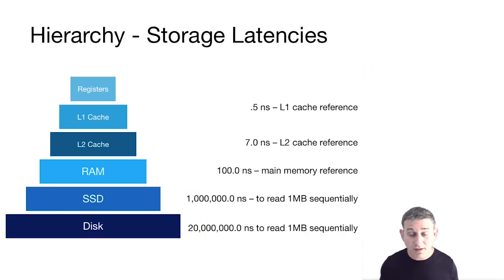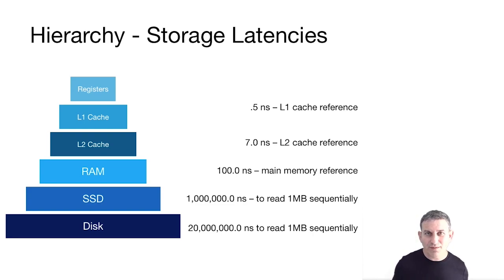Now let's look at some numbers. These are fairly recent numbers. An L1 cache reference is about a half a nanosecond to perform. By contrast, go all the way to the bottom. To read 1 megabyte from a magnetic disk takes something like 20 million nanoseconds. All right, so many orders of magnitude difference.